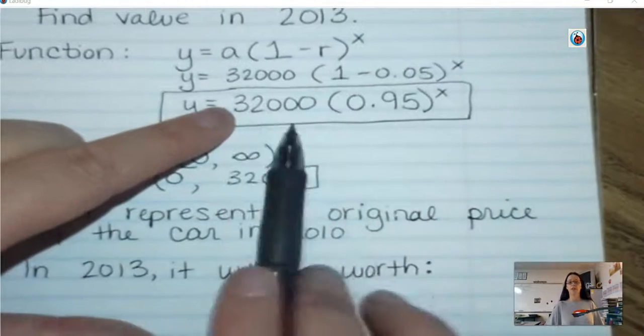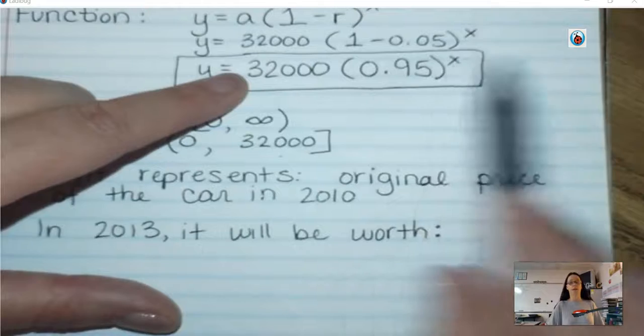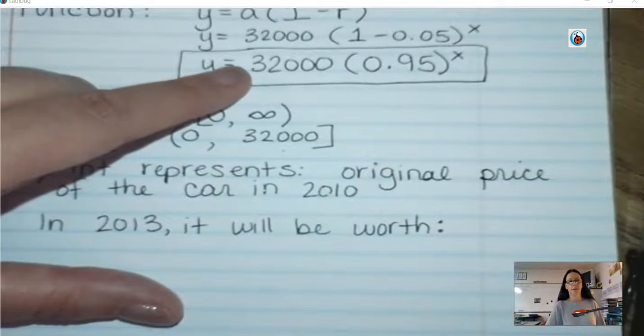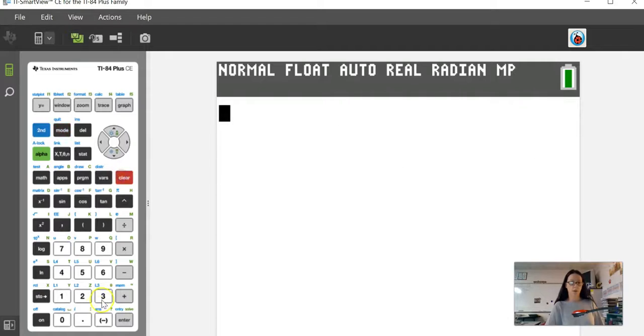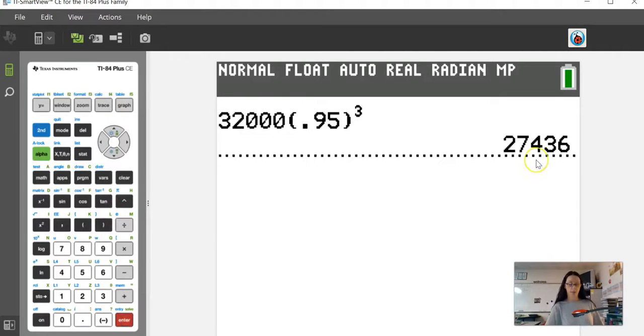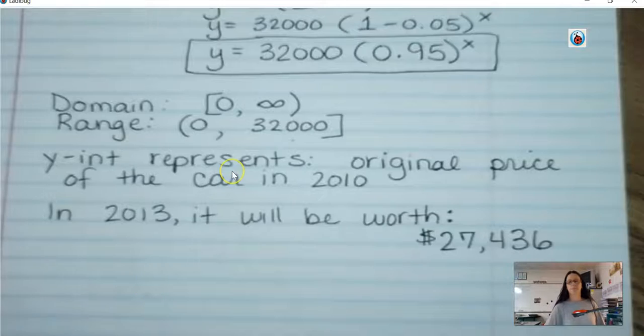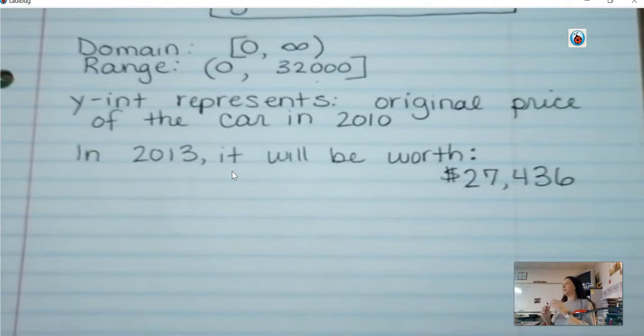So I'm going to use this equation. I'm going to plug in a 3 for x. So $32,000 times 0.95, and then raise it to the third power. Enter. It comes out to exactly $27,000. Well, not $27,000. $27,436. Questions on how I got that? Okay, you ready to do one with your groups?